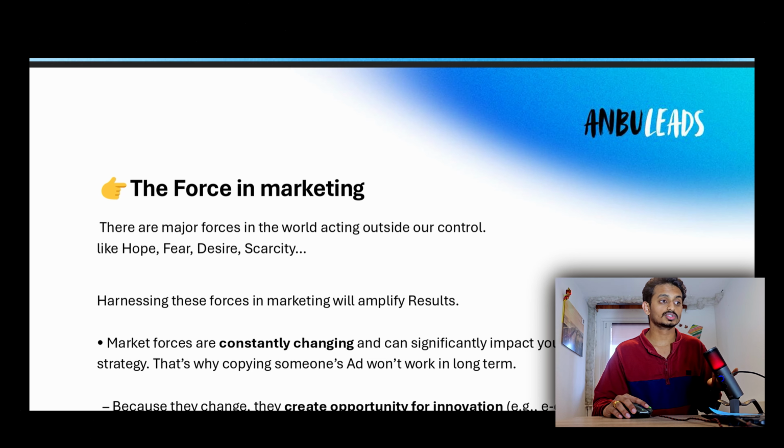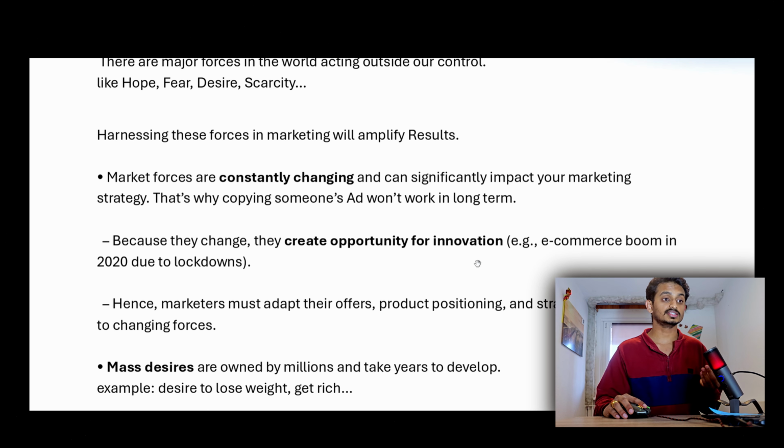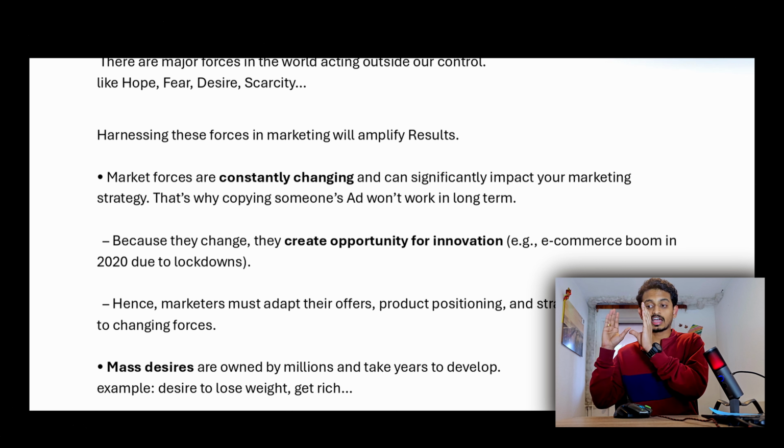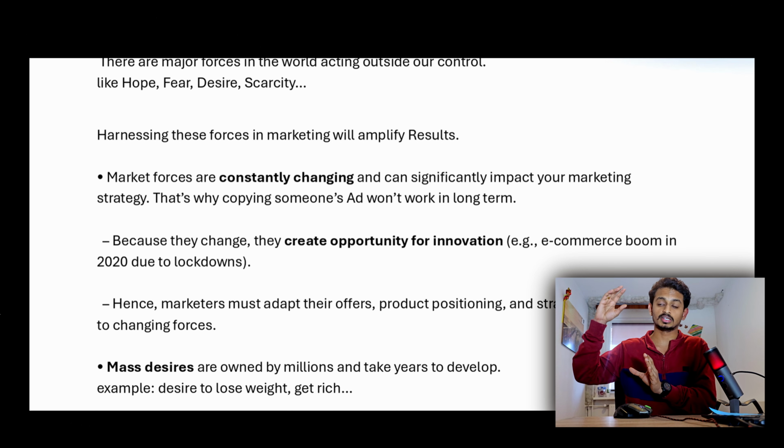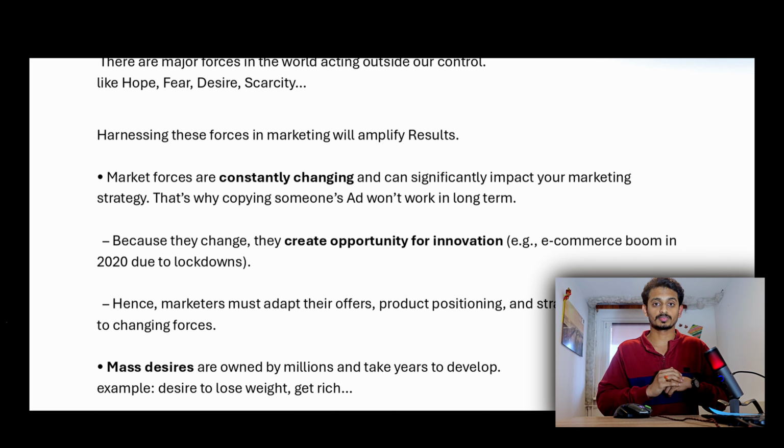So market forces are constantly changing and can significantly impact your marketing strategy. That's why copying someone's ad won't work in the long term. What happens when you copy someone's ad is they might have built that particular ad for a particular segment of their customers, and your customer segment may be different, and when you run the same ad, that ad messaging will not hit your customer base, and that is the reason why sometimes even when you copy line by line, visual by visual, you will not get the result.